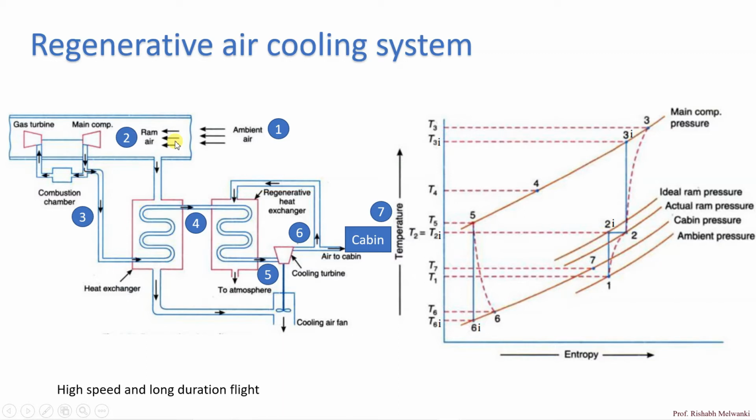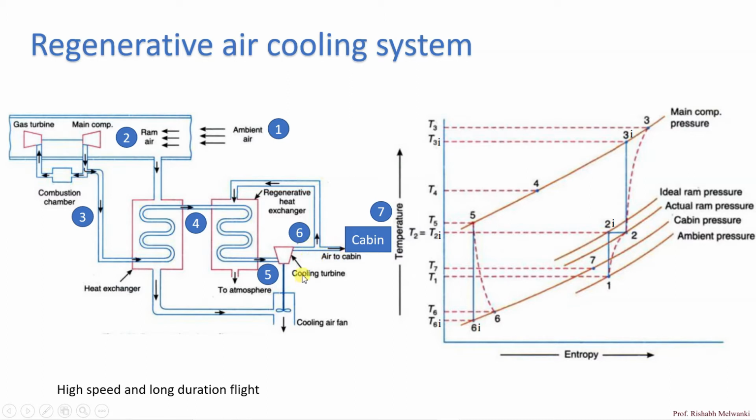In the simple air cooling system with evaporator, process 1 to 2 was ram action, then 2 to 3 isentropic compression, 3 to 4 constant pressure heat rejection, then 4 to 5 was the evaporator. Here what we have is a regenerative heat exchanger. Then 5 to 6 is isentropic expansion, and here you can see again the mass is being divided.